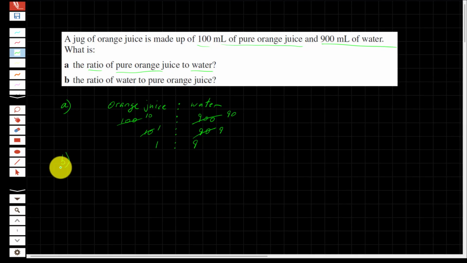The second part, part B, is simply the opposite, so water to juice, so we can simply swap the numbers over. We always write the labels to our ratios so we know which part is which.